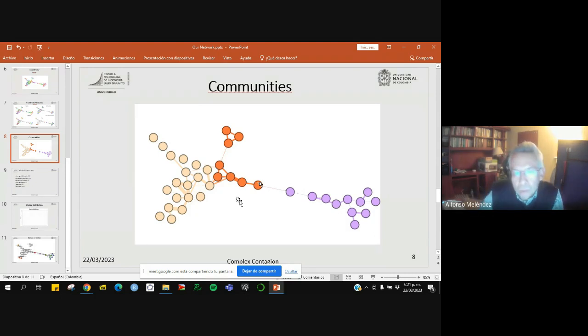For example, with some algorithms, this node here could be in both communities. Okay, this is important, guys. Communities could overlap. There could be a node in two communities. This is not prohibited. The normal thing is that there is a partition. You know what a partition is? Every node belongs to only one community.